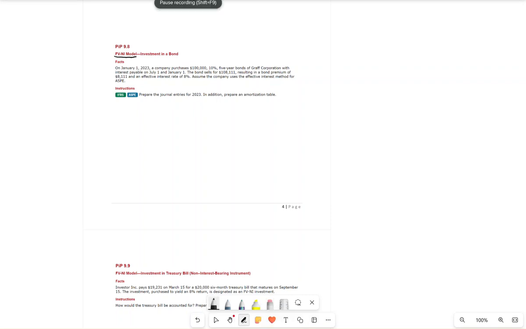So now we know by looking at it, the present value of the bond that we bought is 108,111. The face value of our bond is 100,000. In this case the present value is more, so we call it a premium bond. This investment in the bond is a premium bond, and we're amortizing every 6 months, and there is a premium, the difference between those two.